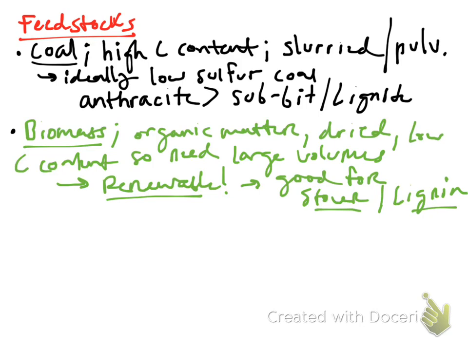And usually the carbon content in the biomass feed is low relative to something like coal, so you need large volumes, so that is definitely a disadvantage. Of course, it's renewable, so that is a good advantage to using biomass.